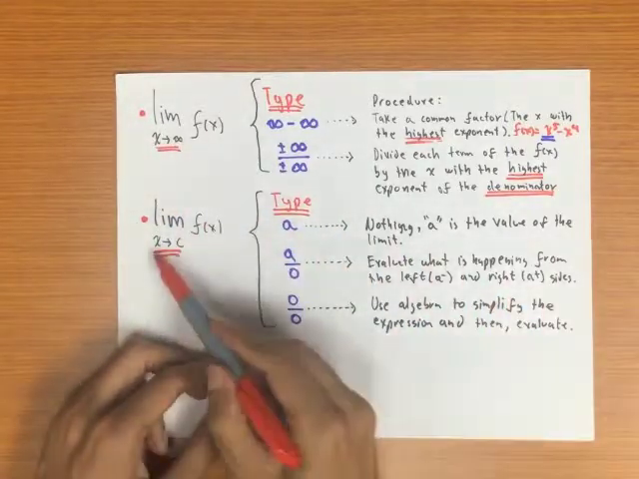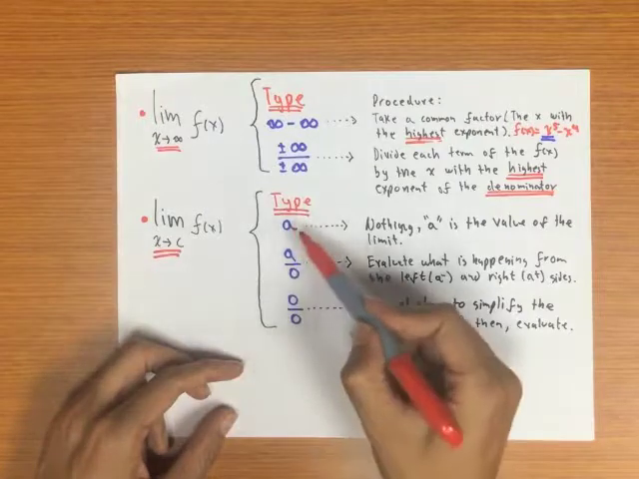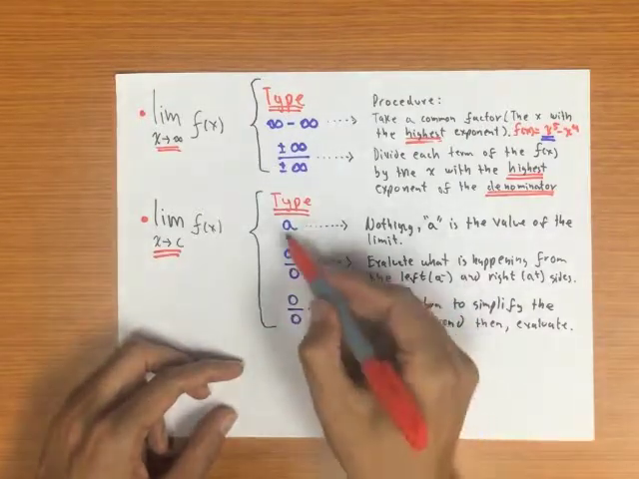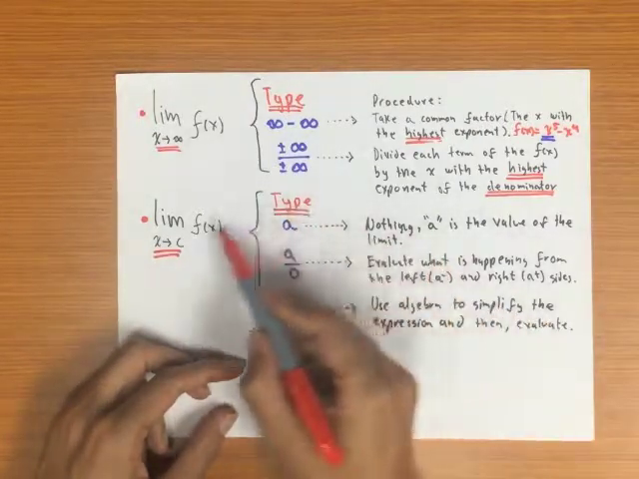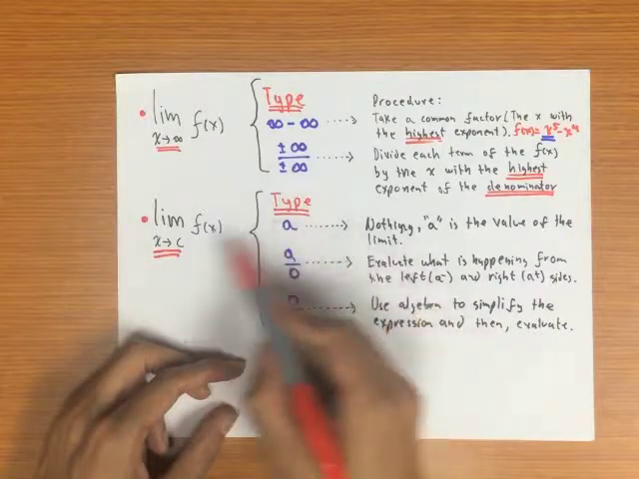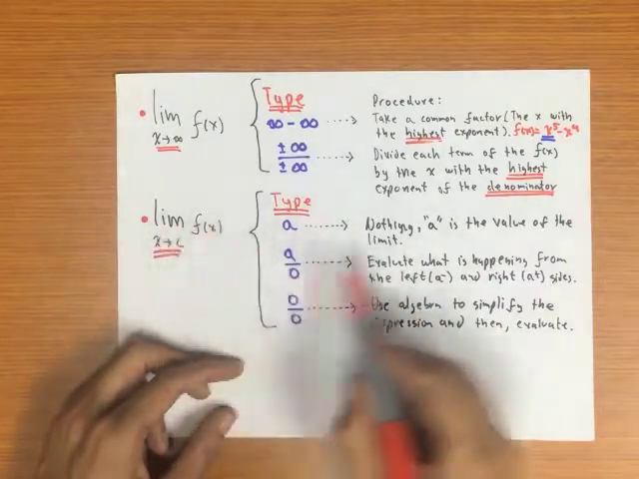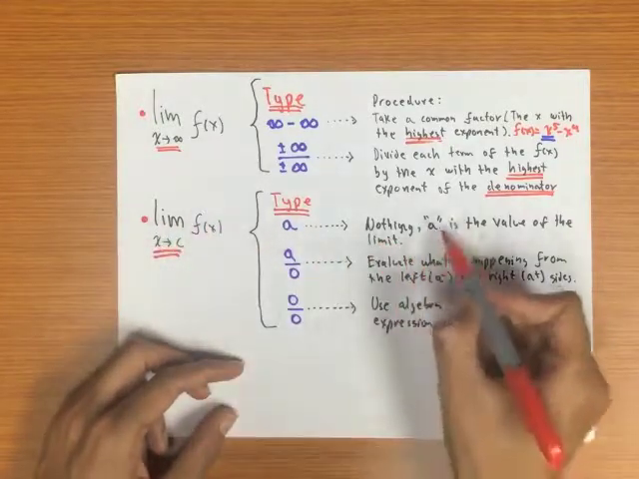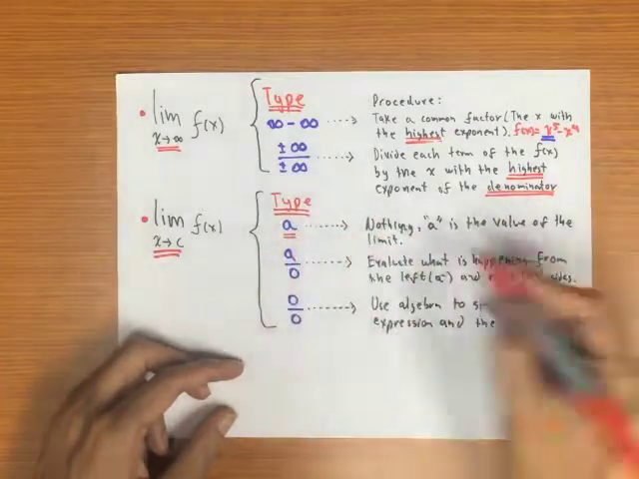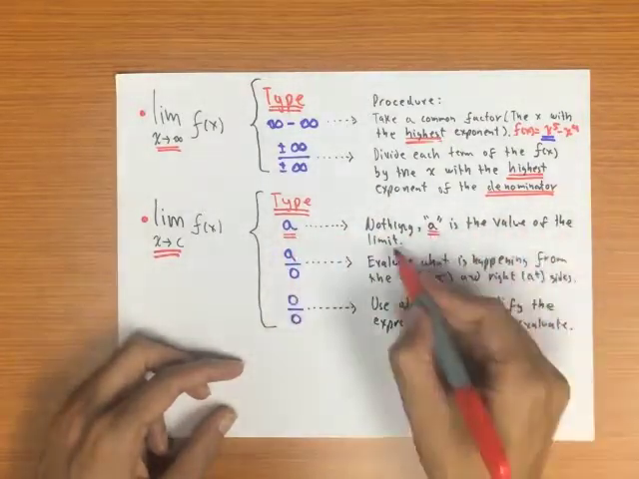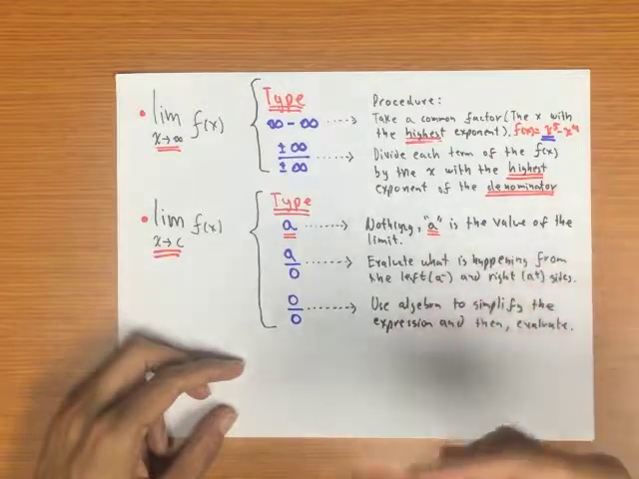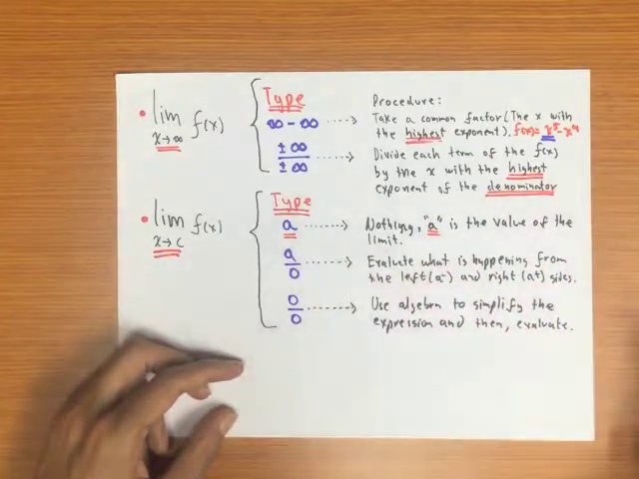Then when x approaches some number, we can have three different types. The first one is the easiest one, because when you obtain a single number as an evaluation of the limit, then you have to do nothing, because this a is the value of the limit. You have to do nothing at all. That will be the value of the limit.